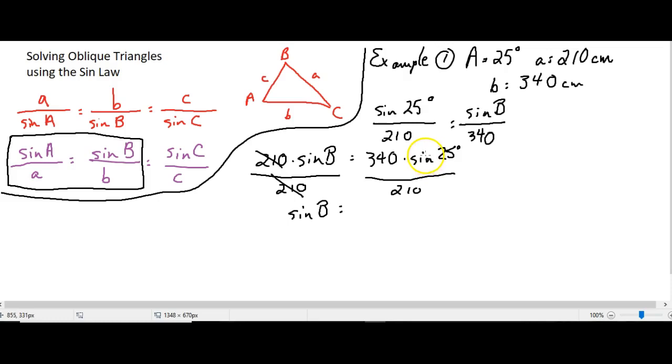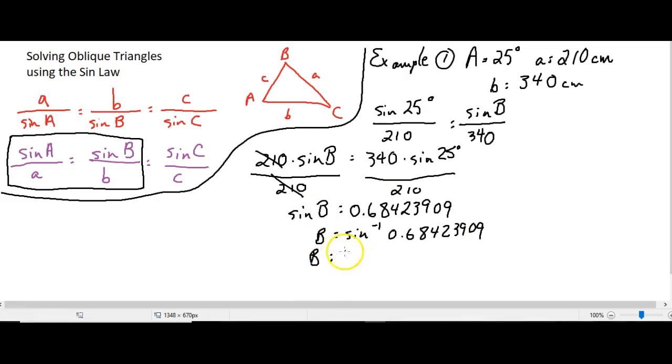which is equal to 0.6842 3909. Now, you can round it to 4 decimal places. It's really best if you just leave this number in the calculator and then find out what angle B is. So B is equal to the sine inverse of 0.68423909, and B is equal to 43 degrees. All right. So B is equal to 43 degrees.